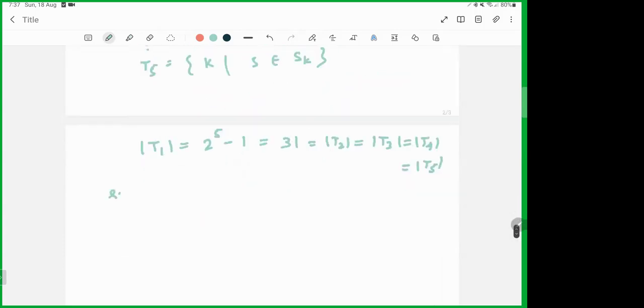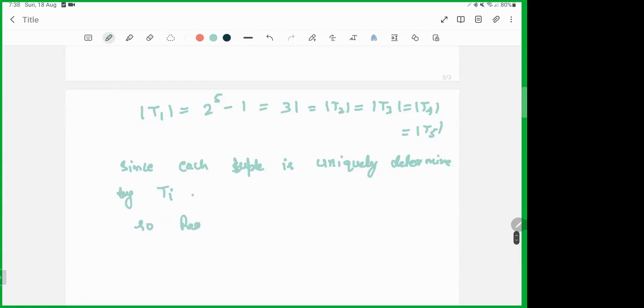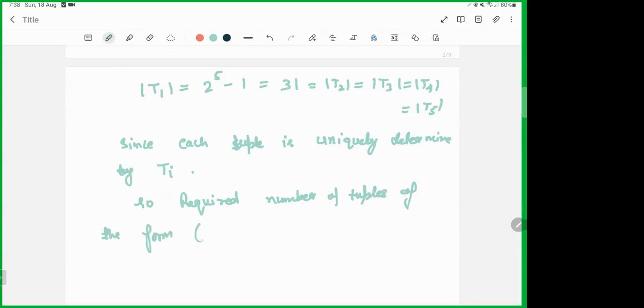Since each is determined by Ti, the required number of tuples of the form S5 is equal to 31 into 31 into 31 into 31, 5 times. So this is your answer. You can compute it. This will be some larger number.